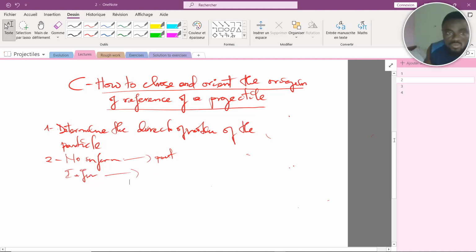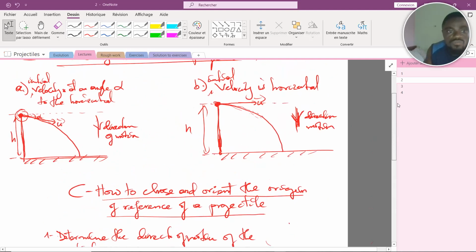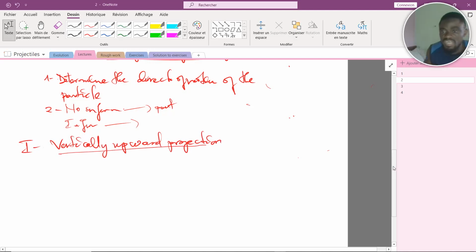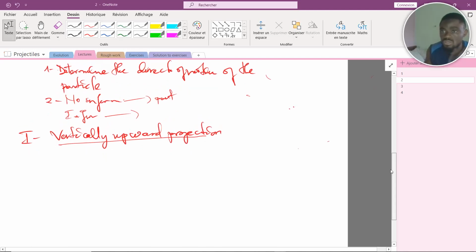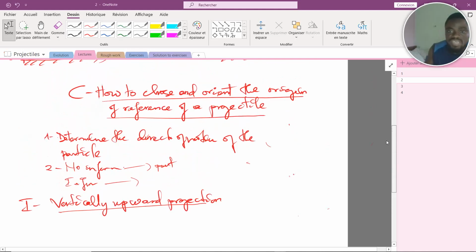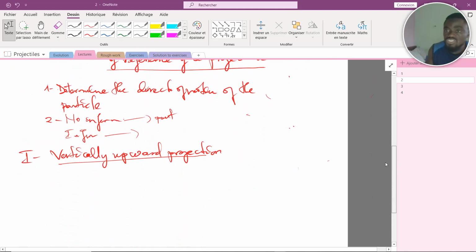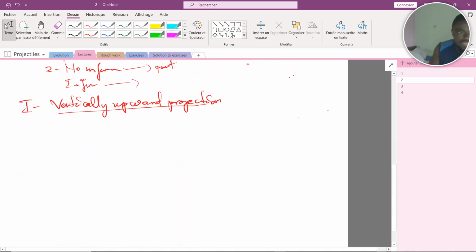So we shall study each of the projectile motions. The first one, vertically upward projection. We saw that in vertically upward projection, there are basically what? Two types. We have vertically upward projection from the floor and vertically upward projection from a height. So let's take the first type.